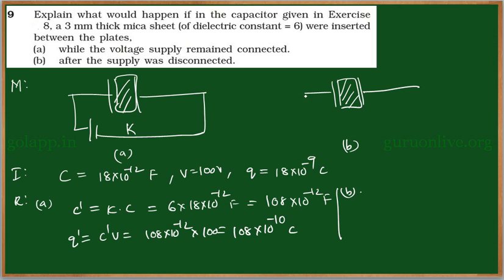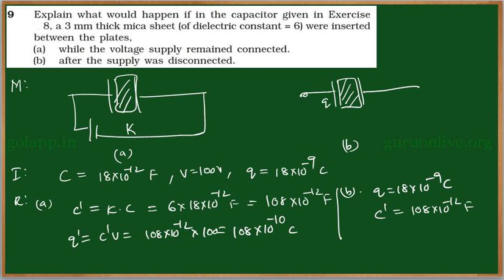In this case we have removed the cell which is connected to this capacitor, and we have added a dielectric material to this capacitor. So at that moment there is no chance for the charge to leave this capacitor. So Q doesn't change. Q is equal to 18 into 10 to the power of minus 9 coulomb. By keeping the dielectric material, we are increasing the capacitance, that is C dash is equal to 108 into 10 to the power of minus 12 farads.